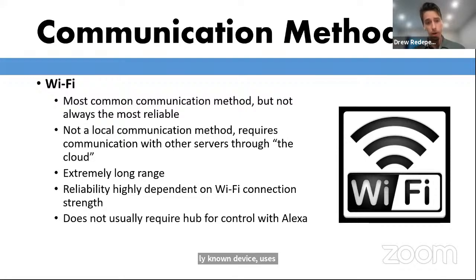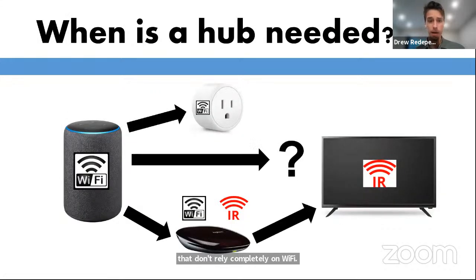It's extremely long range because Wi-Fi based devices can communicate anywhere where there's a Wi-Fi signal. And the reliability, unfortunately, is highly dependent on the Wi-Fi connection in that environment and whether that person actually has Wi-Fi. So I typically recommend people only use Wi-Fi if it's the only option. We'll talk a little bit later about other devices out there that don't rely completely on Wi-Fi. And one benefit of Wi-Fi is that it doesn't require a hub for control with Alexa. I'll tell you a little bit more about what that means now.